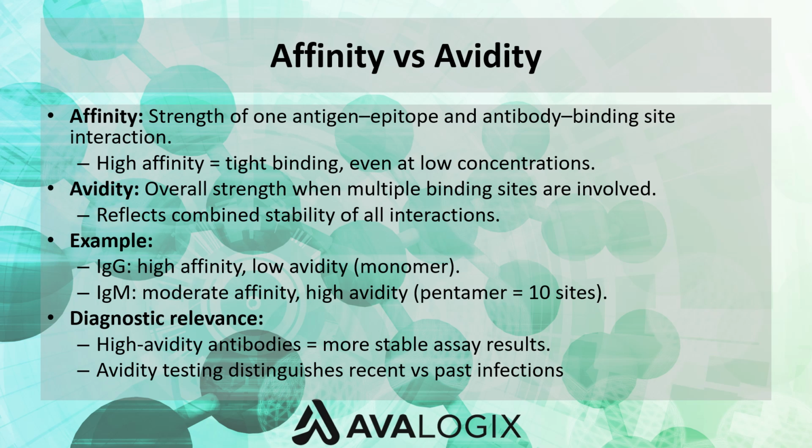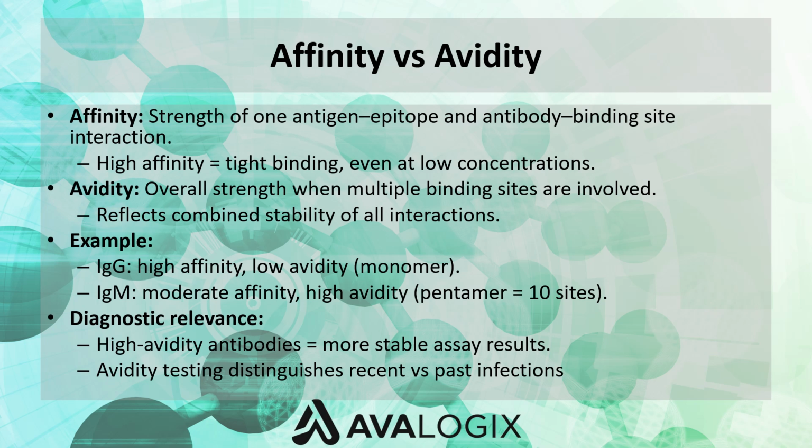In contrast, avidity is a measure of the overall strength of binding between a multivalent antigen and a multivalent antibody. Think of avidity as the cumulative binding strength when multiple binding sites are involved. Even if each individual interaction affinity is weak, the overall binding can be strong due to multiple points of attachment, much like how Velcro works. Let's take an example.